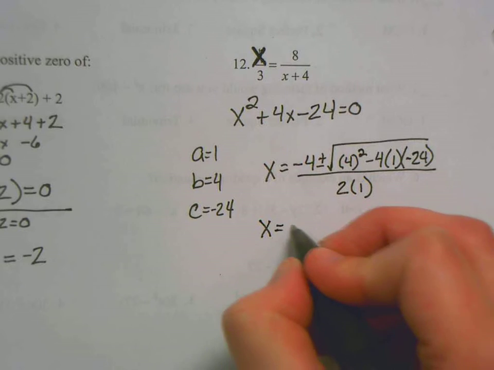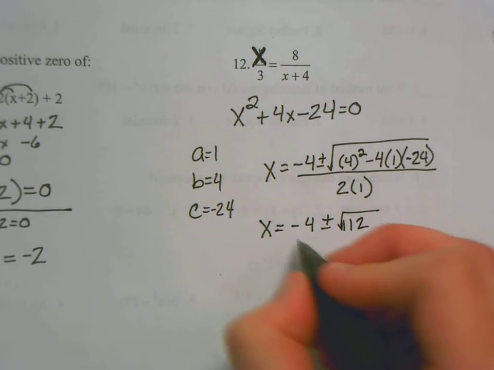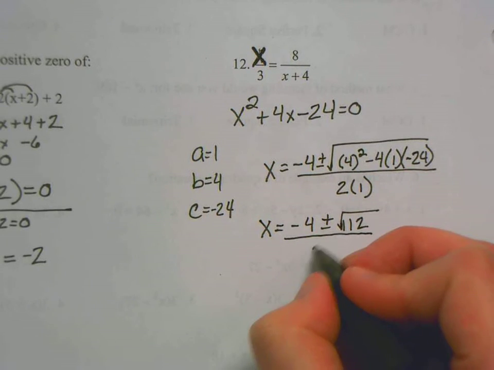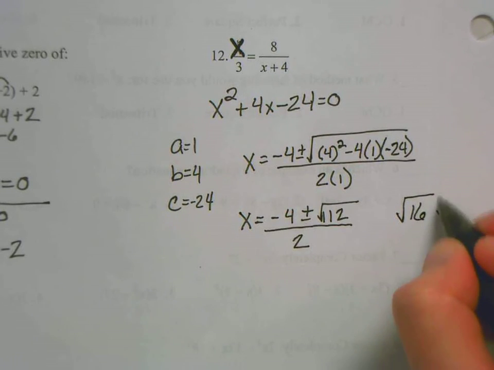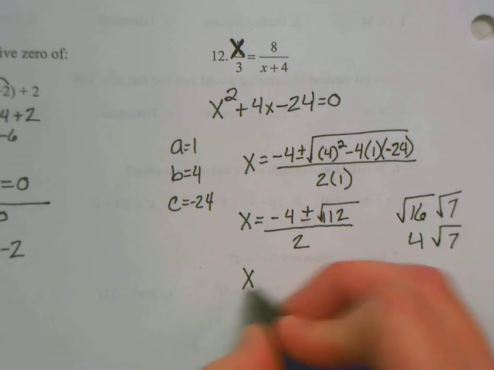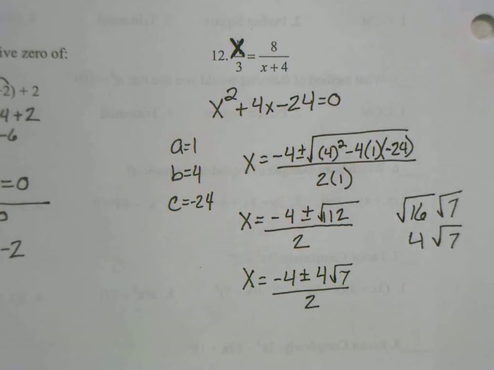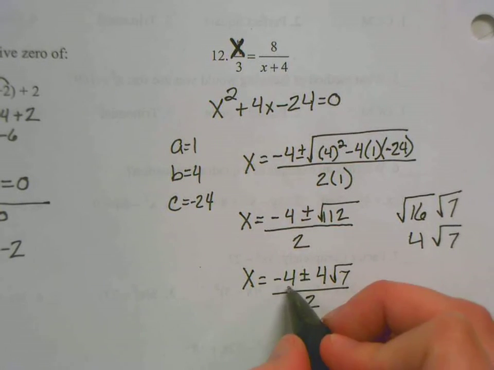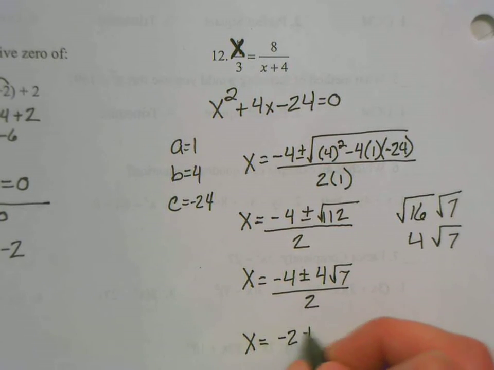So simplify under the radical. You would have gotten radical 112. And that can be broken down into 16 times 7, which is really 4 radical 7. So you get negative 4 plus or minus 4 radical 7, which can be broken down even more because both of the coefficients on top, the whole numbers, are divisible by 2. So you get negative 2 plus or minus 2 radical 7, just like the other answer.